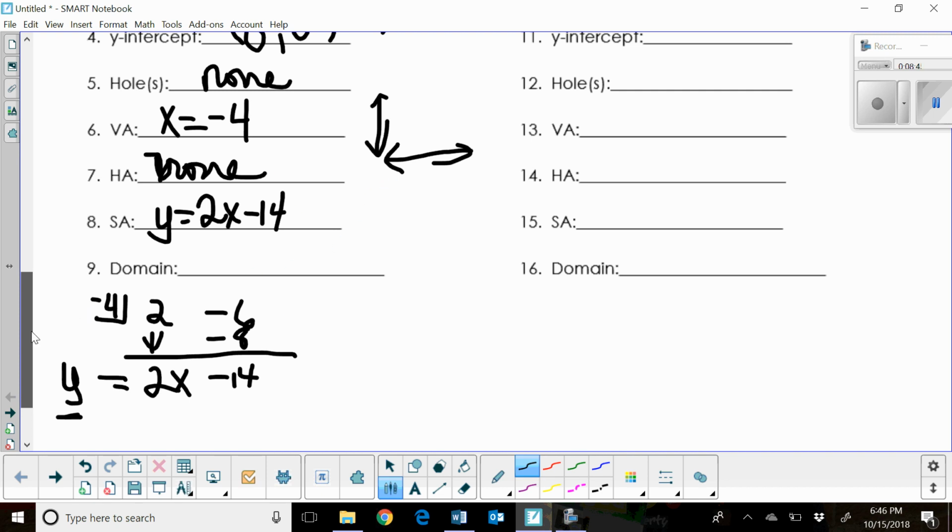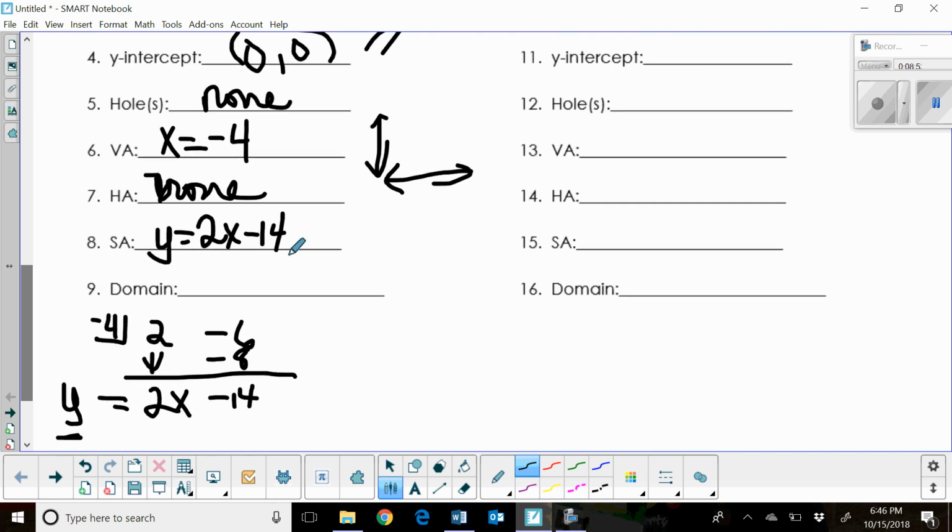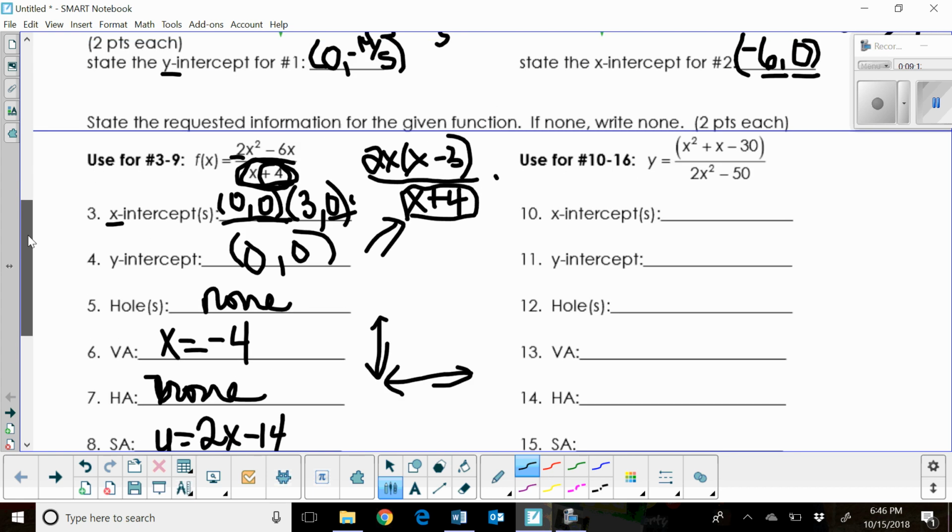And then our domain, okay? Our domain is going to be all real numbers except where the denominator is 0. So where the denominator is 0, that excluded value is from -infinity to -4, and then it picks up on the other side of -4. An asymptote is like a river. You just have to hop the river and get to the other side. So that one's domain is -infinity to -4, -4 to infinity.